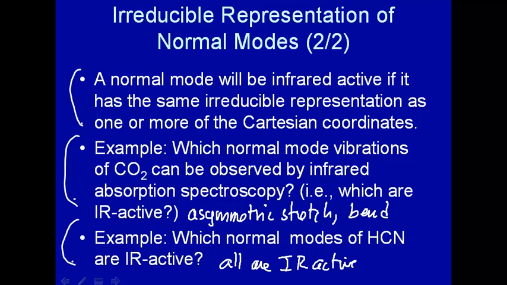All right, so that is how one looks at which particular vibration will give you a peak in the infrared spectrum. You could do arguments based upon fluctuating dipole moment, or you can go ahead and for each vibration, each normal mode, get an irreducible representation of that, and then see if that irreducible representation is the same as one of the 3 Cartesian coordinates.